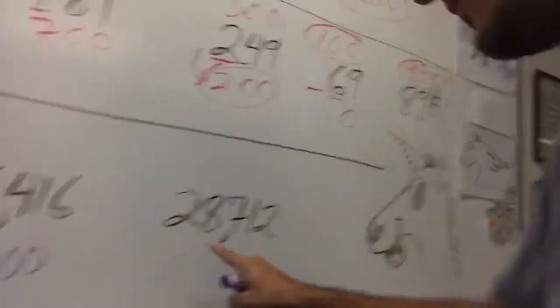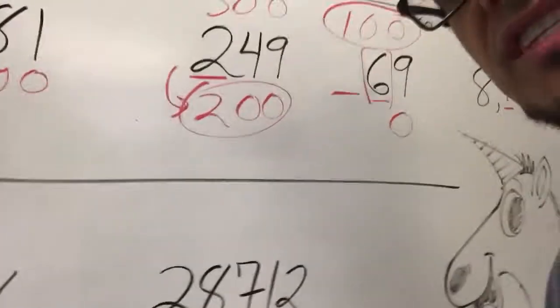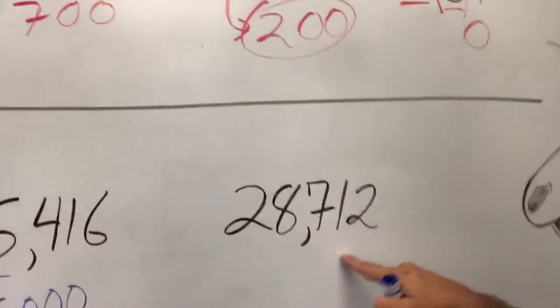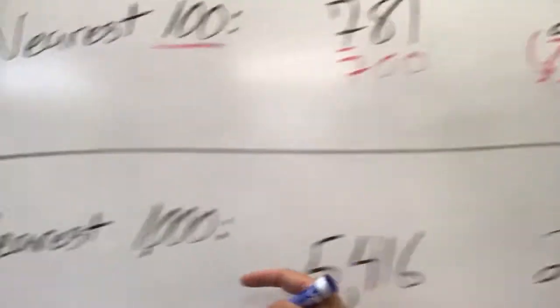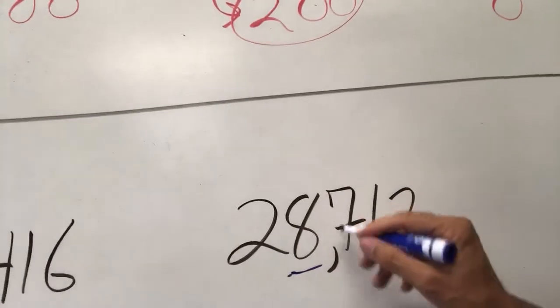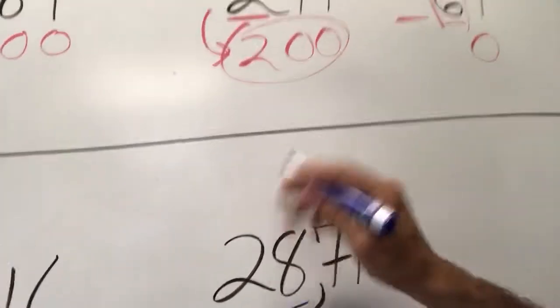So anyway, next I've got 28,712. Whoa. So with 28,712, again, I'm rounding to the nearest 1,000, so I find my number in the 1,000 place. Here, I'm at 8. And so the number behind it, which is my 7, is going to tell me if I'm going to go up or down.